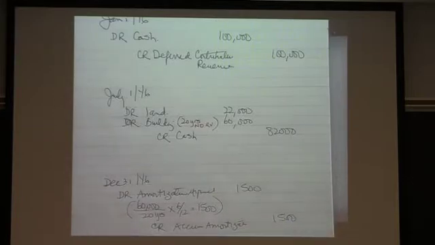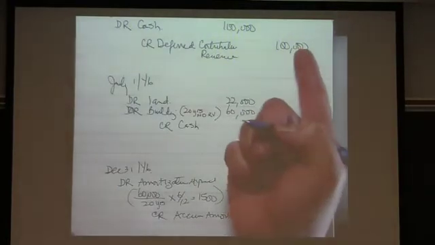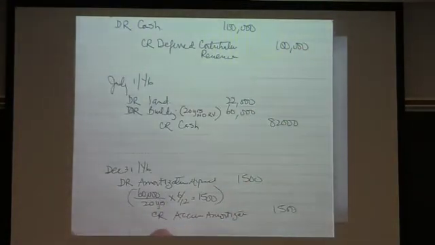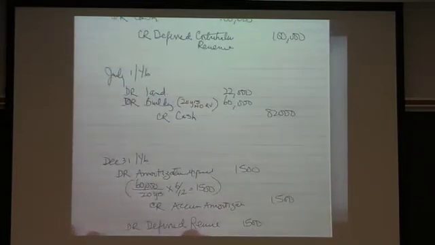Now, we're also going to record the amortization of that deferred revenue, right? So we're going to debit deferred revenue, and that would be equal to the same amount that we're amortizing, so credit contribution revenue.